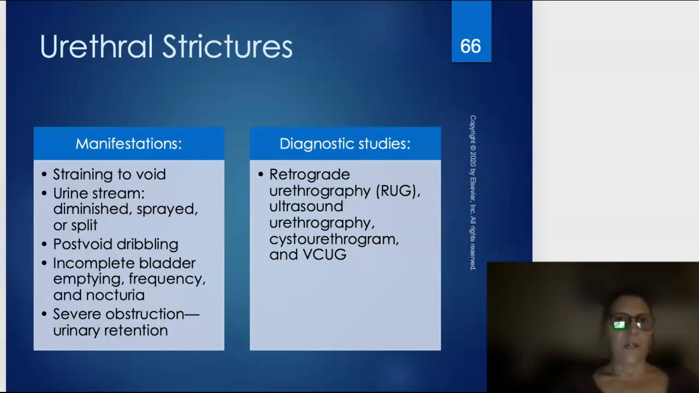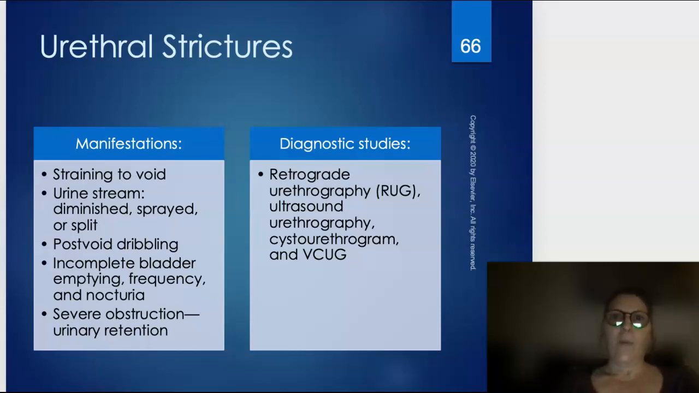So they're straining to void. The urine stream is diminished, sprayed, or split. Think about a water hose: when there's nothing constricting it, the water just comes out. But if you put your thumb over the water hose, the water comes out funny. That's how this is. It could spray or split off because there's something there that's not supposed to be. So they could have incomplete bladder emptying, frequency, and nocturia. Severe obstruction will cause urinary retention because the urine isn't going anywhere.